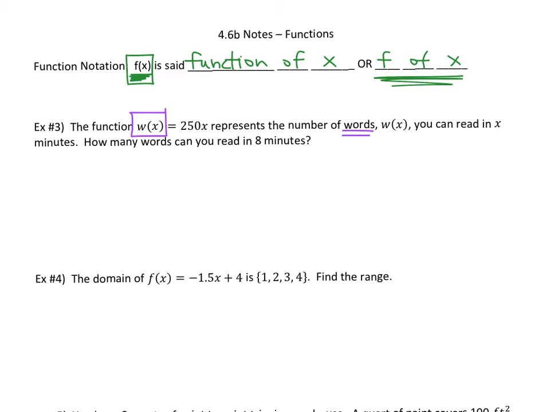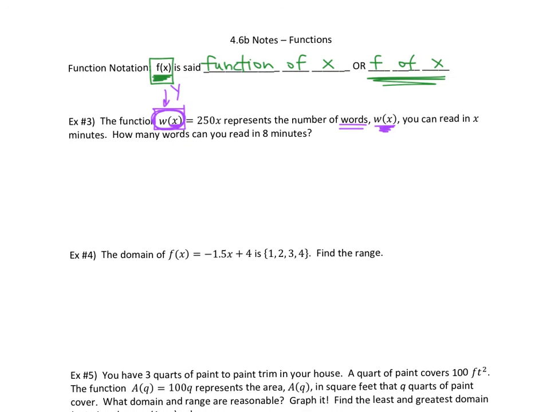Here's what I need you to understand. Are you hearing me? Understand this. This is essentially your y. When you see w of x, just think y, okay? What we're saying is the function of x. So whatever we're going to plug in for x is going to get us our w of x, our y, essentially, okay? So here's what it says. w of x equals 250x represents the number of words. So w of x is representing our words that you can read in x minutes.